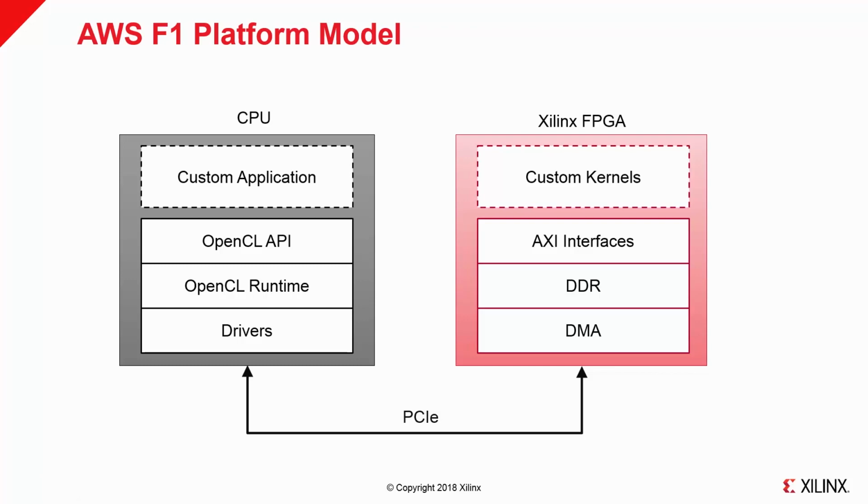The F1 FPGA comes preloaded with all the necessary logic to DMA the data to local DDR memory. The custom accelerator kernels can then read the data, process it, and write it back to DDR using standard AXI interfaces.